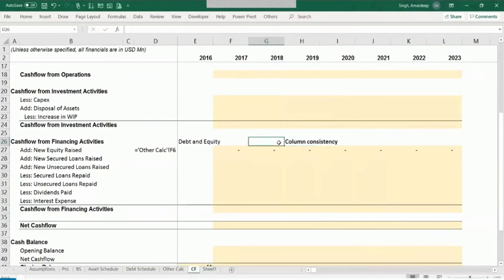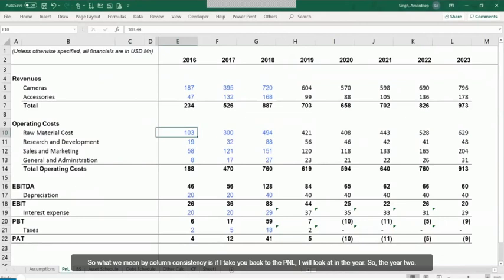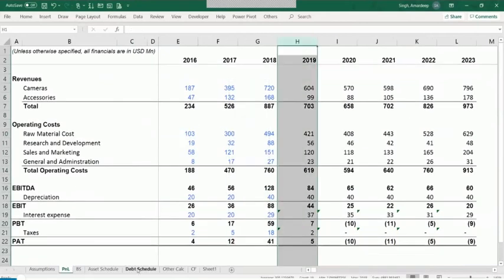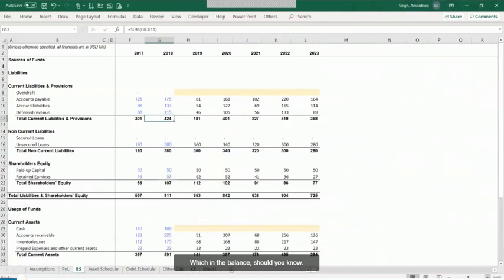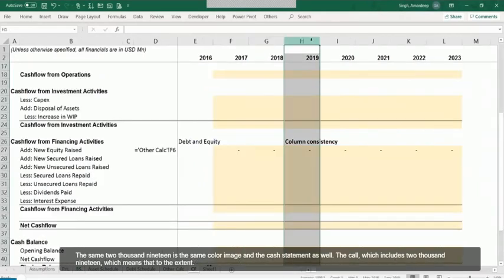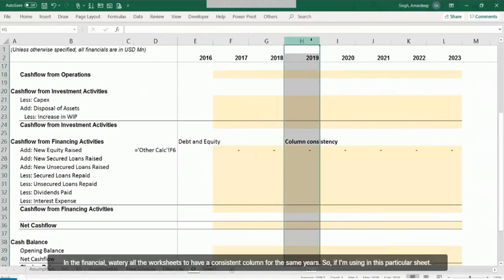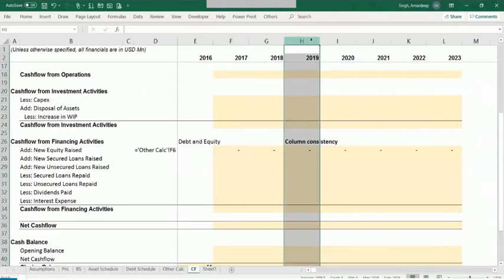So what we mean by column consistency is, if I take you back to the P&L, have a look at this. The year 2019 is in column H. In the balance sheet, you notice the same 2019 is in the same column H. And in the cash flow statement as well, column H includes 2019, which means that, to the extent possible in the financial model, all the worksheets need to have a consistent column for the same years. So if I'm using column H in this particular sheet for 2019, I should try to make sure that in all of the worksheets in my financial model, I dedicate column H for this particular year.